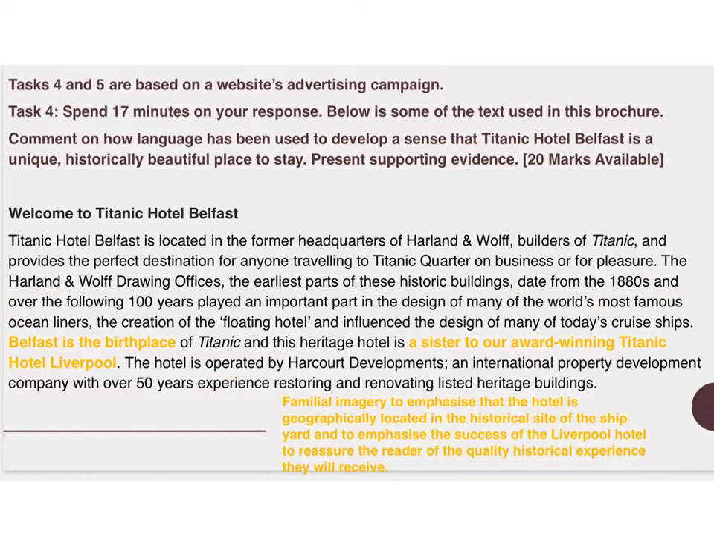Then if we look at the kind of yellowy orange, the whole familial imagery of "sister" and "Belfast is the birthplace" is important because it emphasises the hotel is geographically located in the historical site of the shipyard, emphasising the success of the Liverpool Hotel, reassuring the reader of the quality historical experience that they will receive. And again, it emphasises that through all this familial imagery, you will have a really welcoming stay, that they care in the same way that maybe a family might.